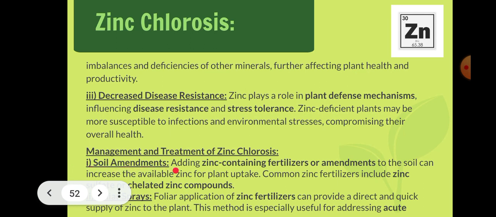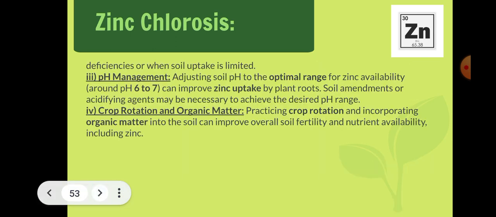The first one being soil amendments. Adding zinc-containing fertilizers or amendments to the soil can increase the available zinc for plant uptake, and common zinc fertilizers include zinc sulfate or chelated zinc compounds. The second method is foliar sprays. Foliar sprays of zinc fertilizers can provide a direct and quick supply of zinc to the plant, and this method is especially very useful for addressing acute deficiencies or when the soil uptake is limited.